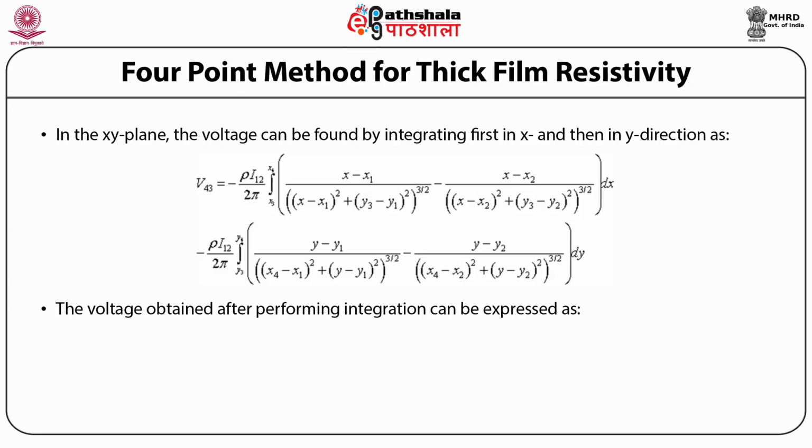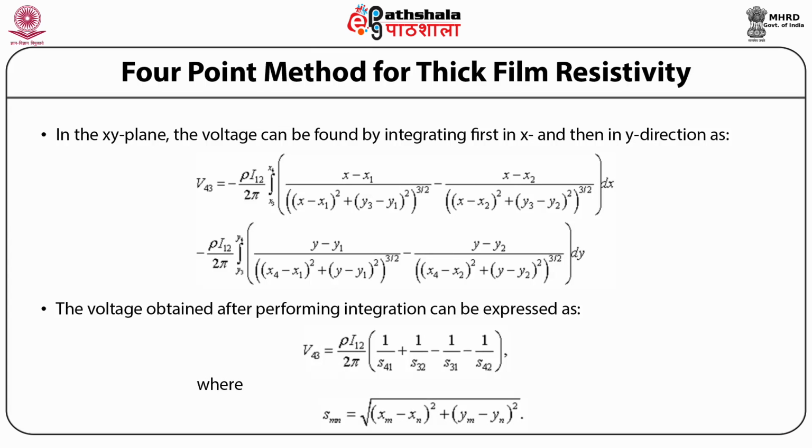The voltage obtained after performing integration can be expressed as V43 equals ρ I12 divided by 2π into 1 divided by S41 plus 1 divided by S32 minus 1 divided by S31 minus 1 divided by S42, where Smn equals the square root of (xm minus xn) squared plus (ym minus yn) squared.